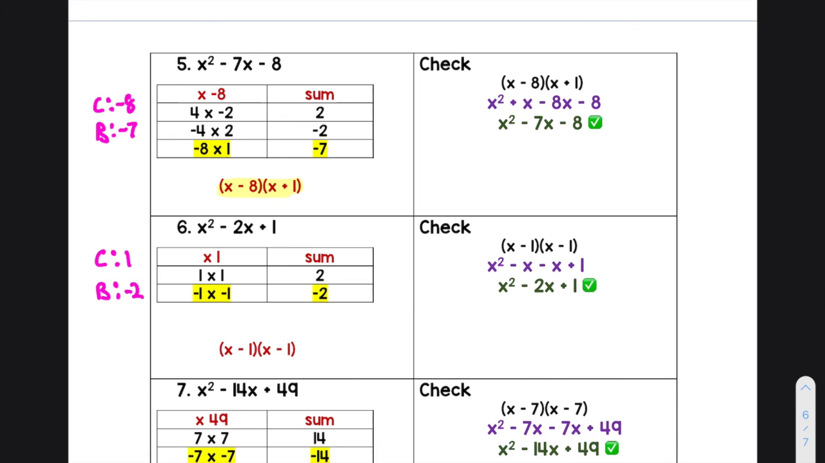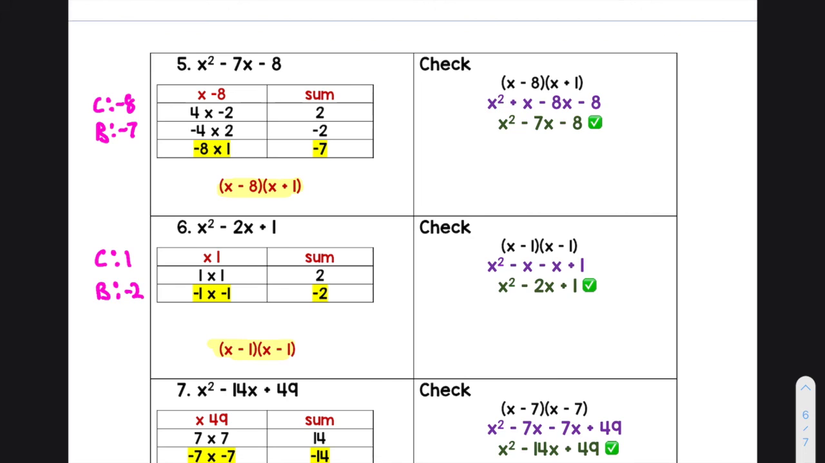Problem number 6, our C value is 1, and our B value is -2. We're listing numbers that multiply to get +1. Although 1 times 1 is 1, that adds to +2. Since we wanted two numbers that multiply to 1 and add to -2, that pair would be -1 and -1. -1 times -1 is +1, and when we add those values together, we get -2, resulting in our factors x minus 1 times x minus 1. Over on the right, you'll see the work for multiplying our factors and finding our product, which is the original trinomial.